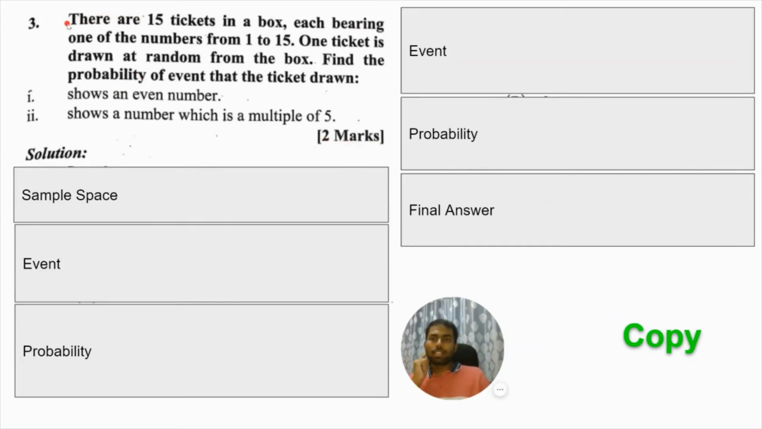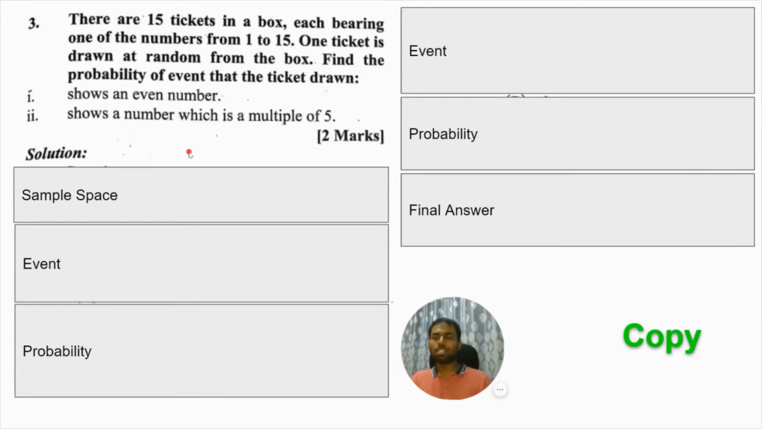Okay. There are 15 tickets in a box, each bearing one of the numbers from 1 to 15. Okay, 15 टिकट है और हर टिकट पे 1 से लेके 15 तक कोई ना कोई नंबर होगा. One ticket is drawn at random from the box. तो उस सारे टिकट्स को एक बॉक्स में डाल दिया और उस बॉक्स में से रैंडमली कोई भी एक टिकट निकालने वाले हैं. Find the probability of the event that the ticket drawn shows an even number, and second one is shows a number which is a multiple of 5.